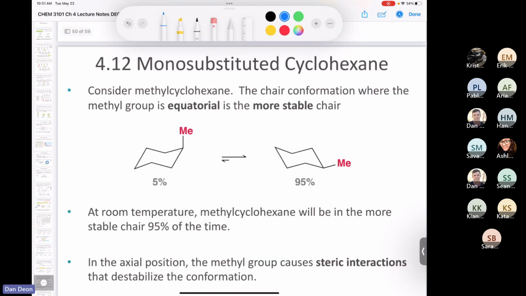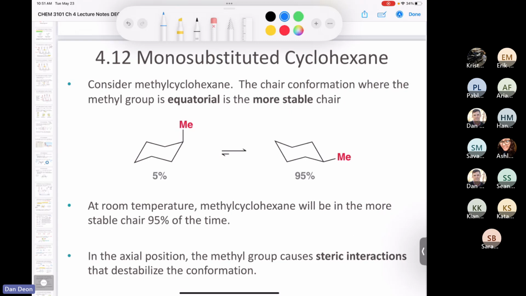So if we look at methyl cyclohexane, if you took a sample of methyl cyclohexane and looked at the equilibrium, it exists 95% of the time in a conformation where the methyl group is in the equatorial position. Now, there's got to be a reason for this. Why is it mostly lying to this side? There's a very good reason for that, and it's based off of Dr. Oppenheim's favorite thing, which is sterics.